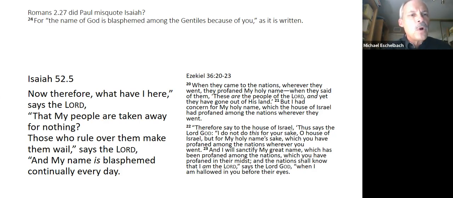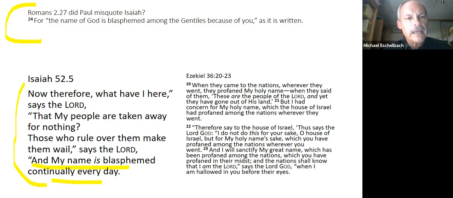Okay, here's an example. Romans 2:24, Paul is talking about the Jews and the trouble that they make for the truth, and he quotes the Old Testament: the name of God is blasphemed among the Gentiles because of you. Modern critical scholars assume that Paul is quoting Isaiah: and my name is blasphemed continually every day. Why? Because the Israelites are being abused by the nations around them. So in Isaiah's context, Israel is the innocent party.